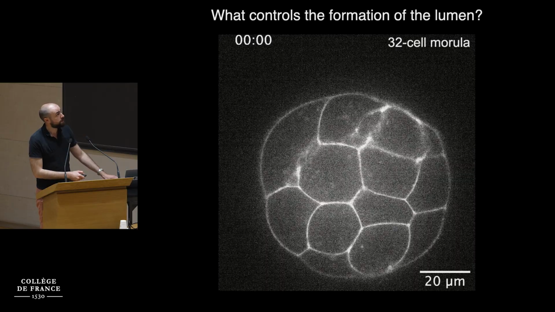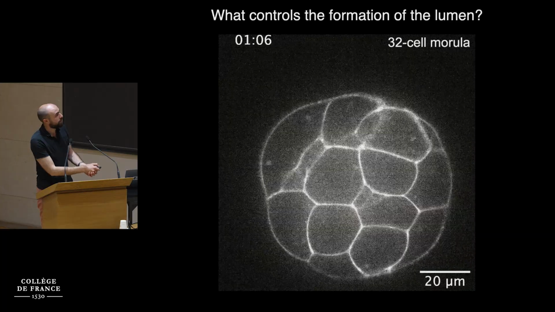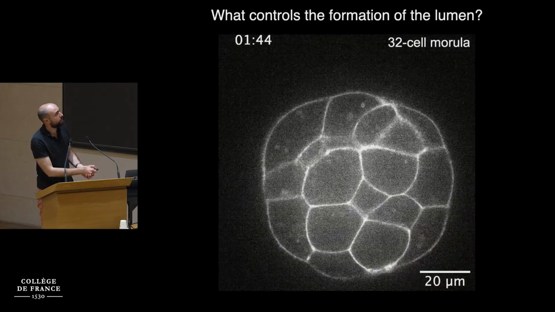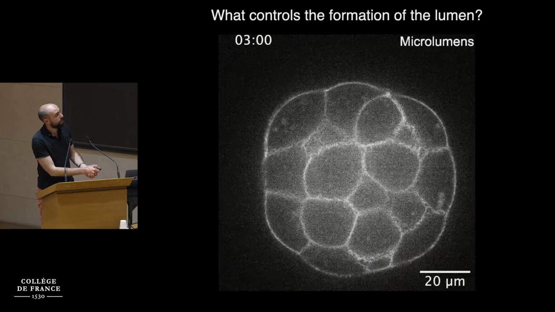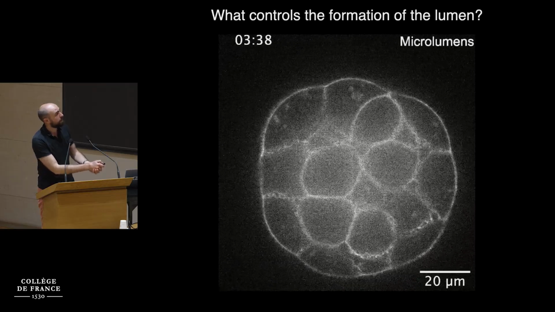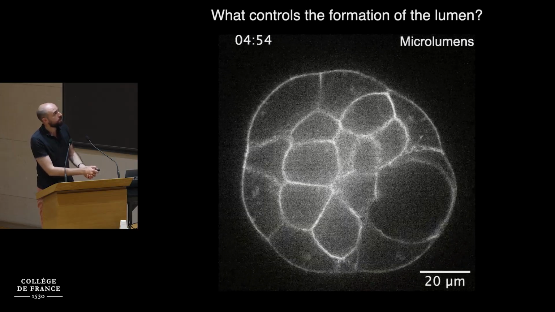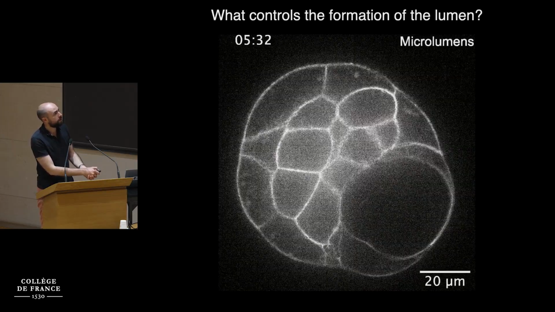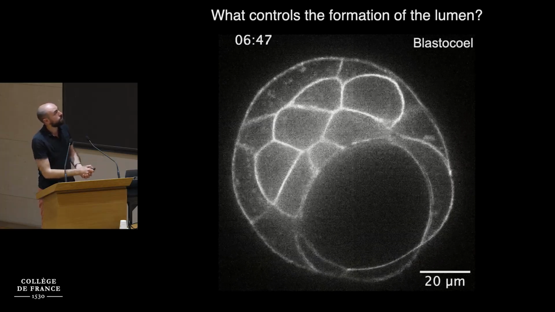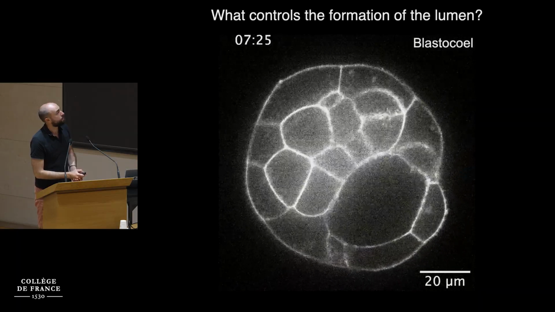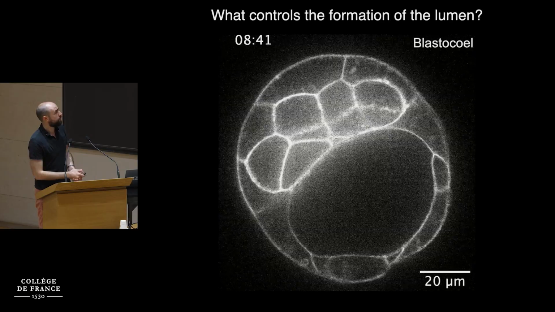Here is a 32-cell stage embryo, and you will see at the 2-hour mark or so that some of the contacts will open up and form little blisters. There we go. You see small pockets of fluid which appear throughout the embryo, everywhere, at every interface, including between cells of the inner cell mass. And then one large lumen wins over and inflates and becomes a dominant lumen, and the other smaller ones progressively disappear. And there you have your blastocyst with a determined lumen.